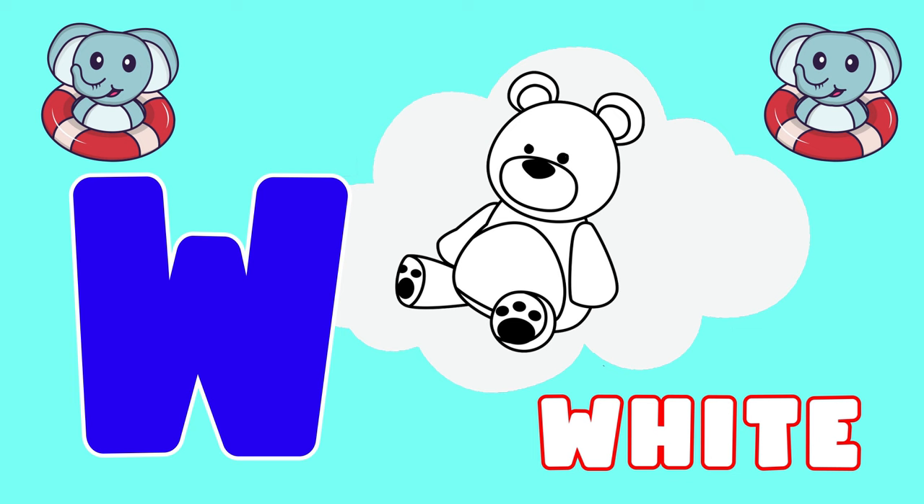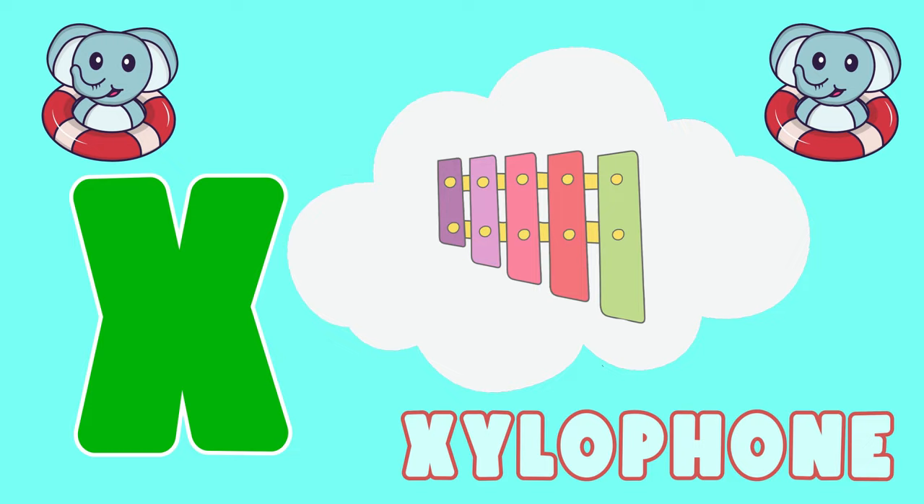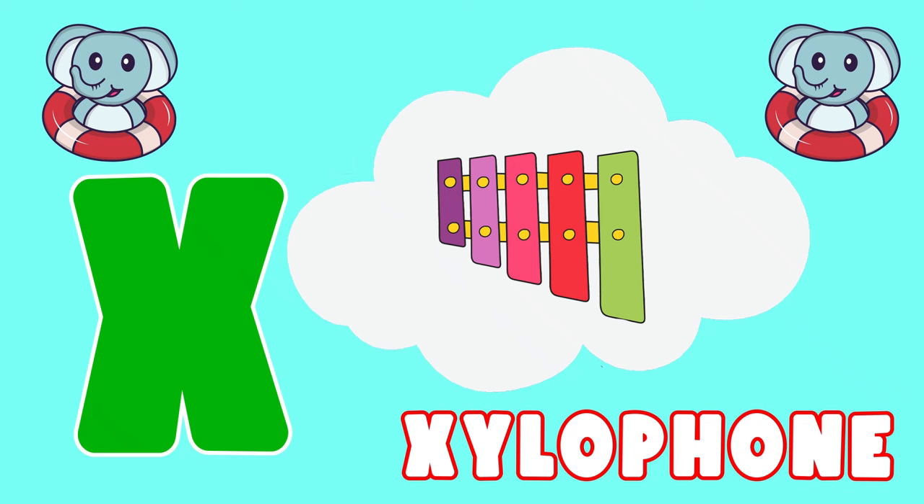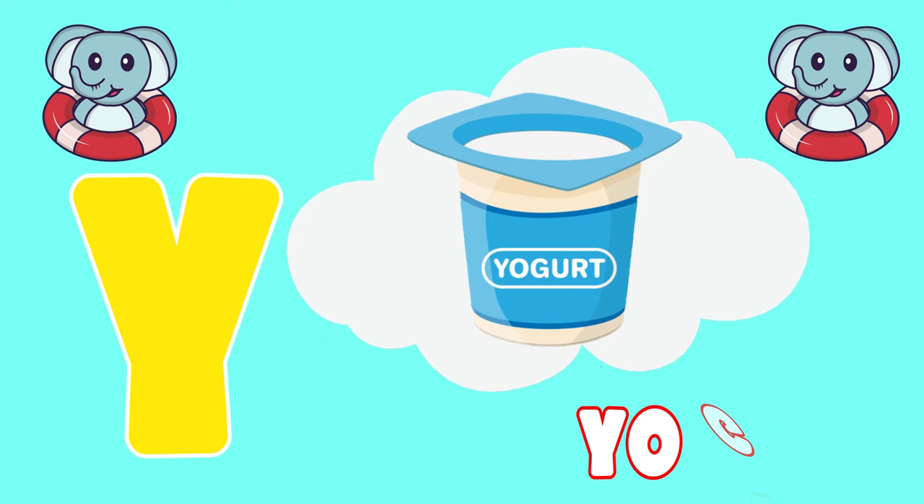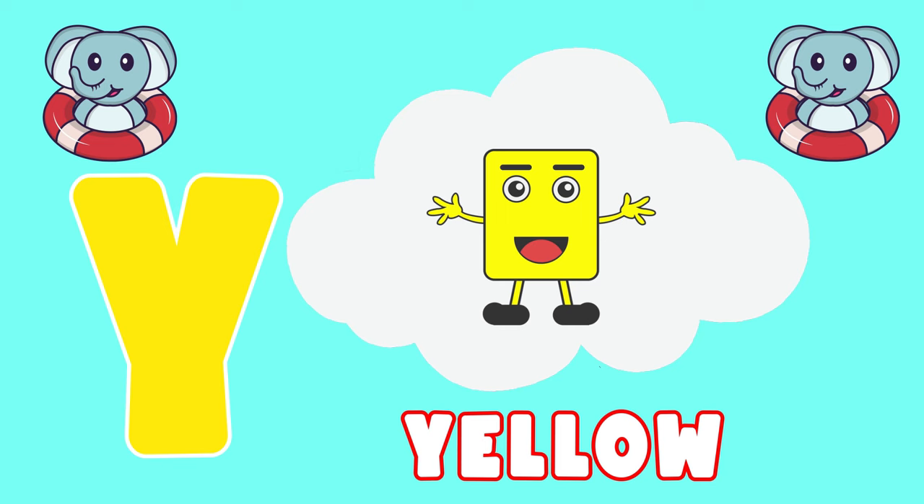X is for xylophone, xylophone. X is for Xbox, Xbox. X is for xylophone. X is for Xbox. Y is for yellow, yellow. Y is for yogurt, yogurt. Y is for yellow. Y is for yogurt.